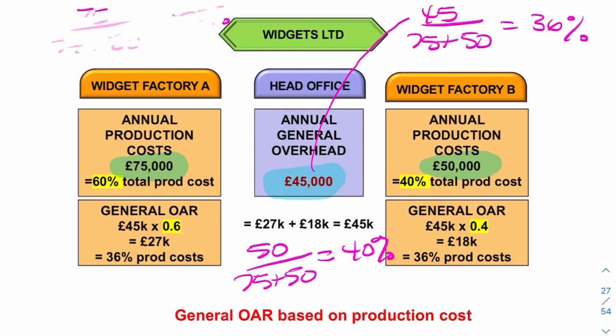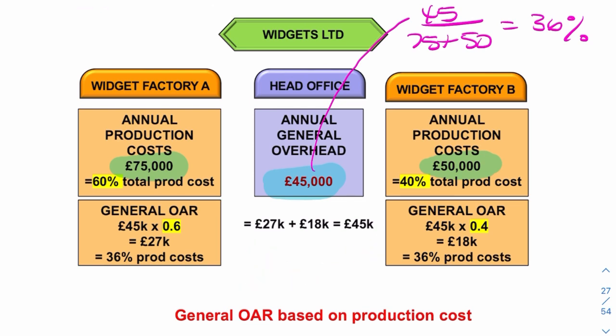So what does that allow me to do? It allows me to then calculate how much each production center should contribute. So I'll say, well, if the total bill is 45k and factory A costs the business, or its production is 60% of the total, then it'll pay 60% of the 45k.